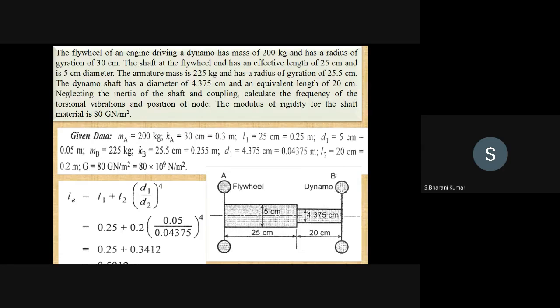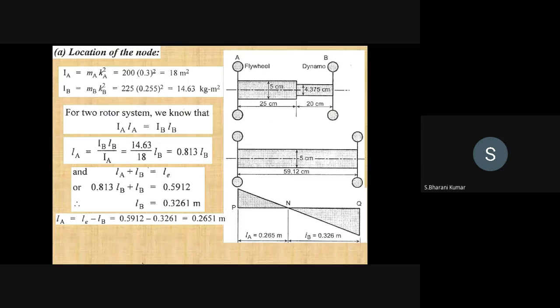Okay, it will change like that, based on the diameter. Here the total length is 45 centimeters. Look at the diagram. In this we have 45 centimeters, and it will be converted into 59.12 centimeters, taking D1 as D here. That is 5 centimeters, same as this.